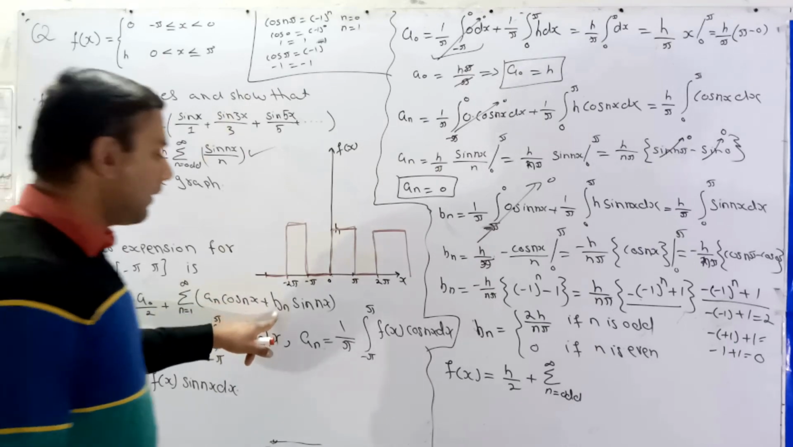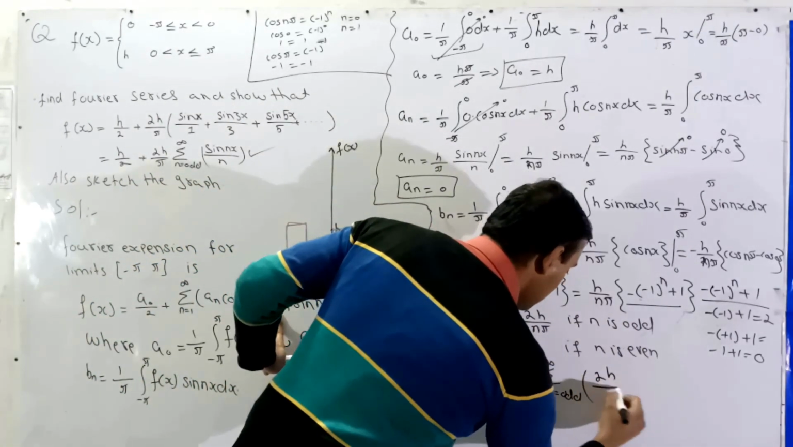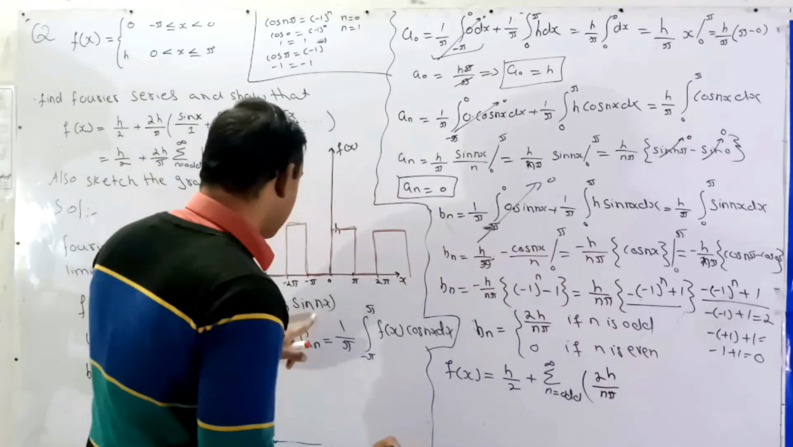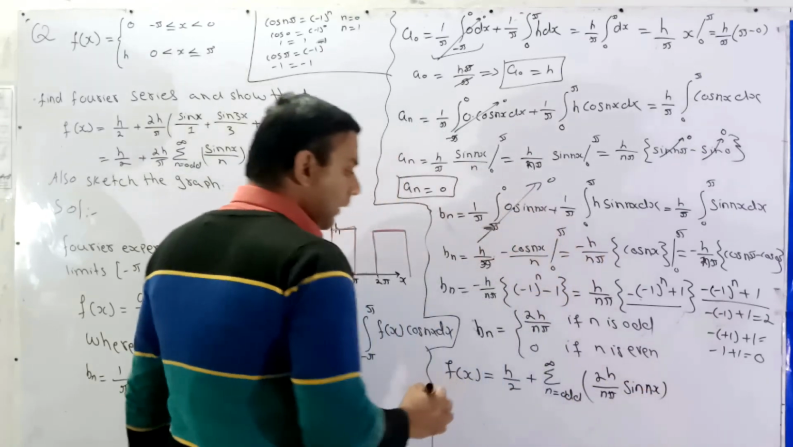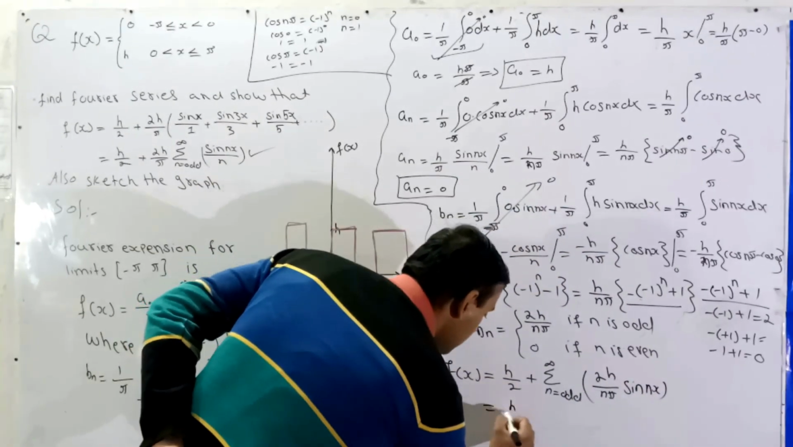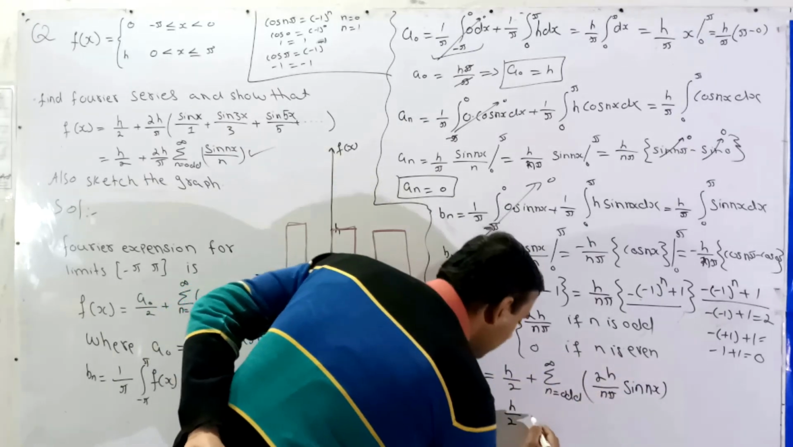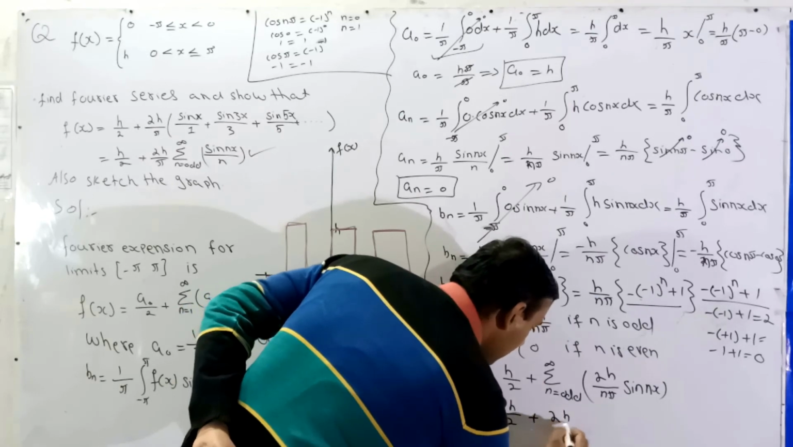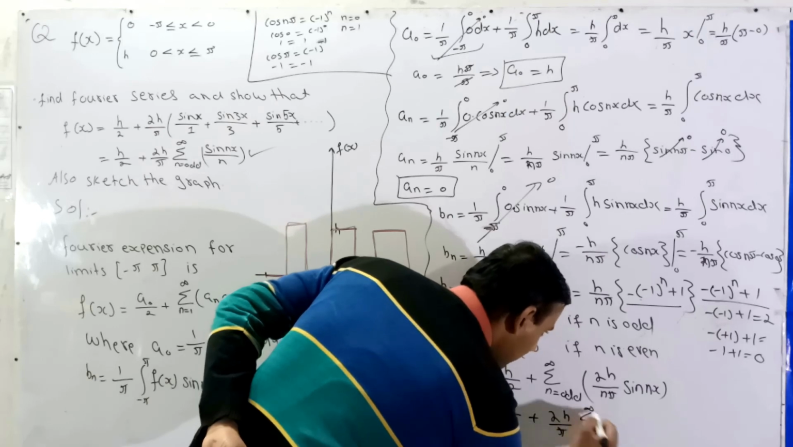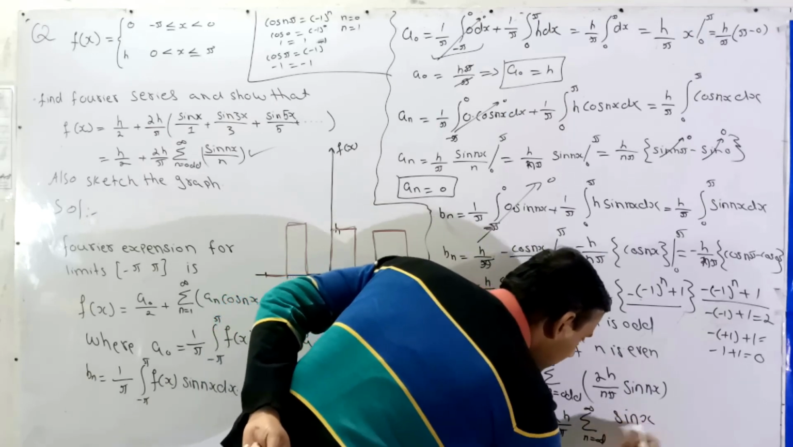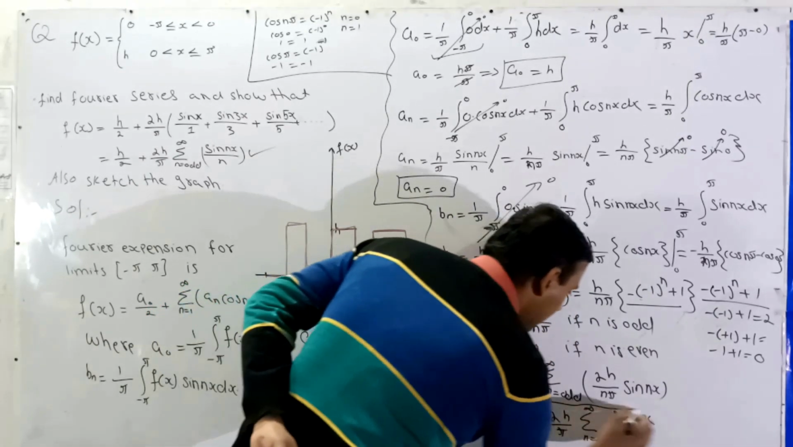And then bn here we will use for odd: 2h over n pi and sin nx. And now h by 2, and 2h over pi we can take out of the summation: plus 2h over pi summation n is equal to odd up to infinity sin nx over n, which is the required expression.